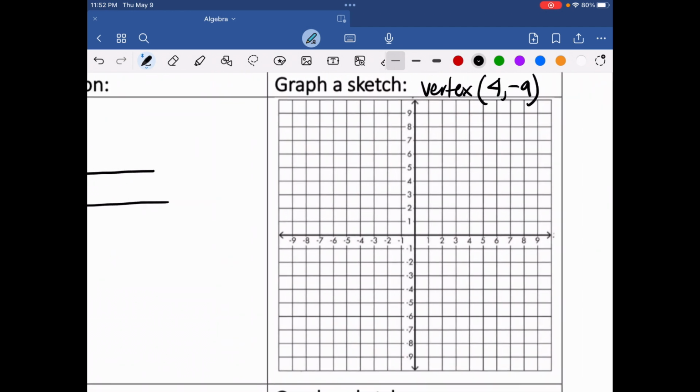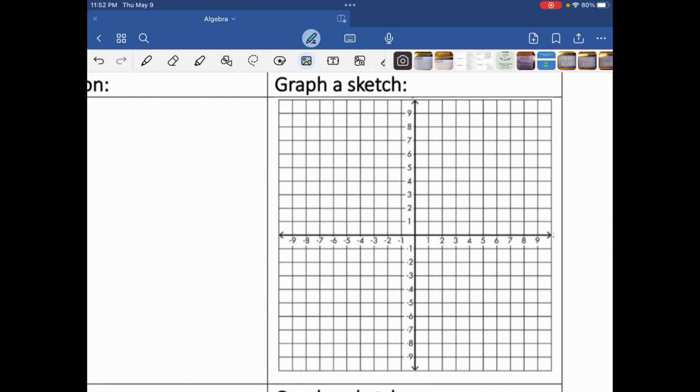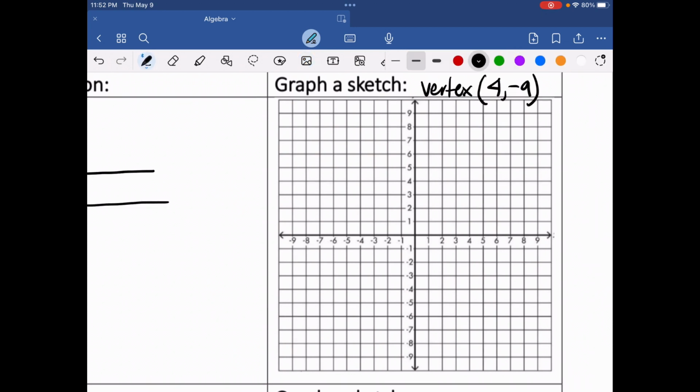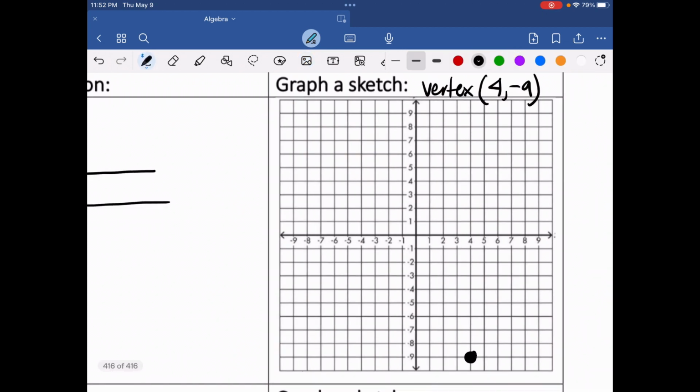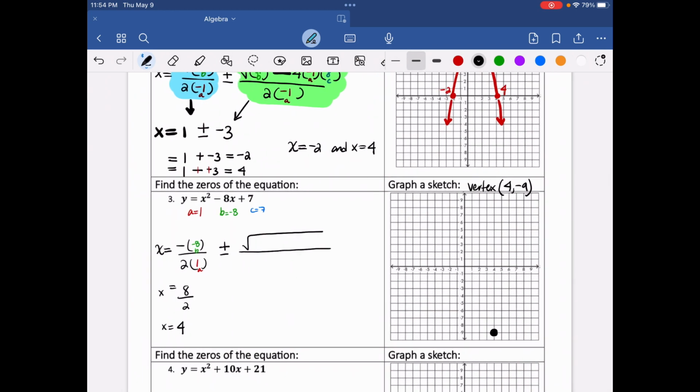That is the bottom of the parabola. 4, -9 would be right here. That is the bottom of the parabola.